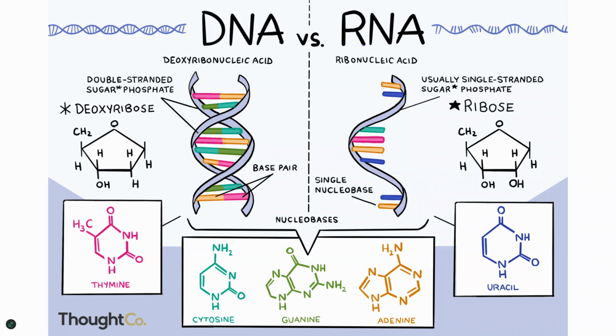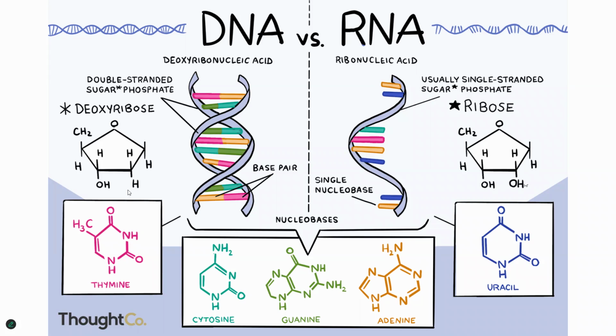Deoxyribose is missing an oxygen in carbon number 2. So over here you can see there's just a hydrogen while ribose has an oxygen. Deoxy means without oxygen, so deoxyribose is a ribose without an oxygen on carbon number 2 right here. So that is the main difference between the sugars.